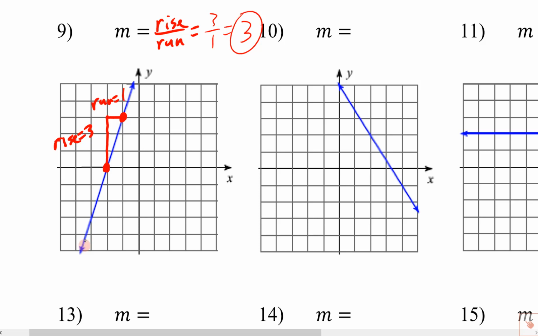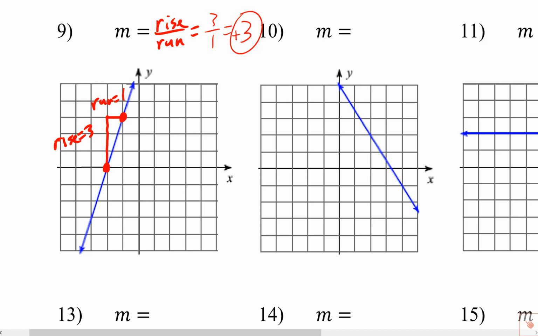So you'll notice that this is a pretty steep line and it goes up from left to right. The fact that this is a positive 3 means it's going to go up from left to right, and the fact that it's the number 3 is a relatively large number. So it's going to be pretty steep in the positive direction.